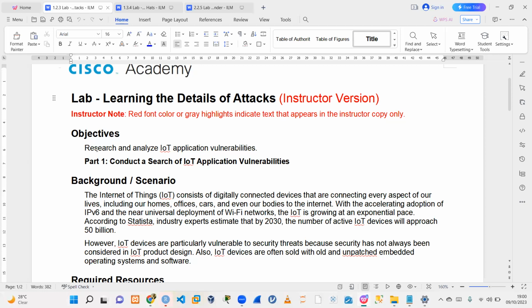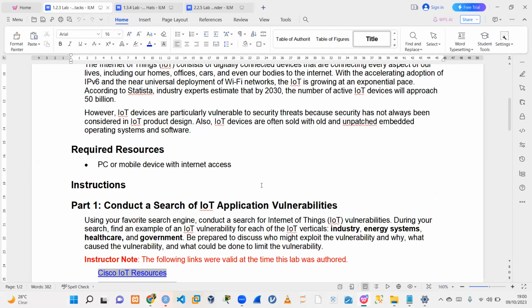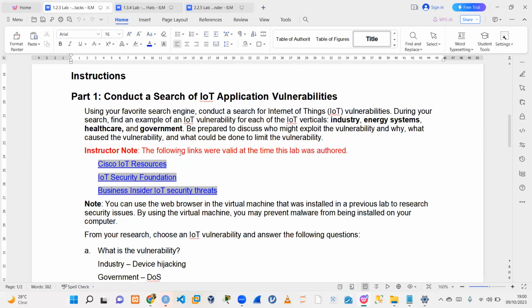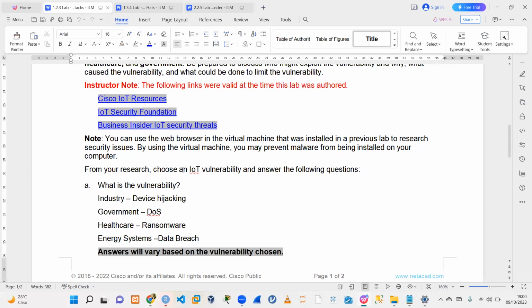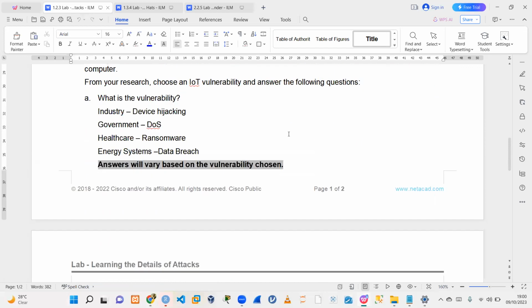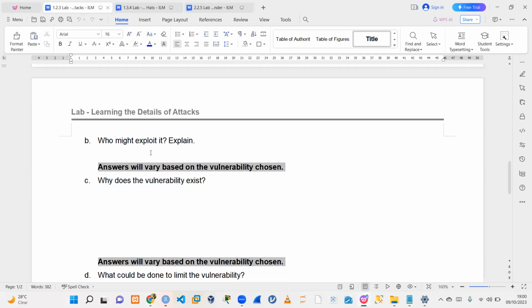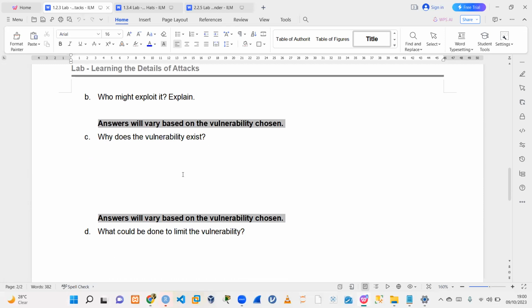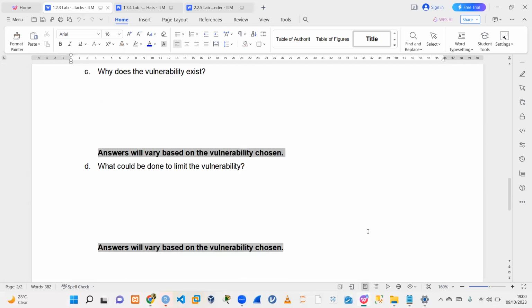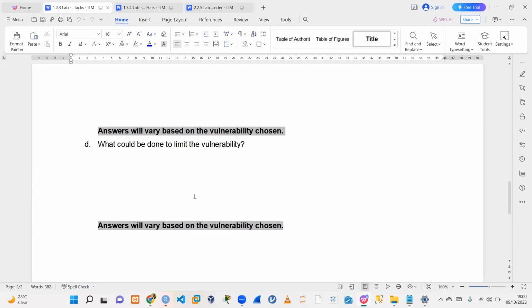Now, you want to research and analyze IoT application vulnerabilities. So open these three links, one, two, three. Then let us know what the vulnerability is, who might exploit it, why the vulnerability exists, and what could be done to limit it.